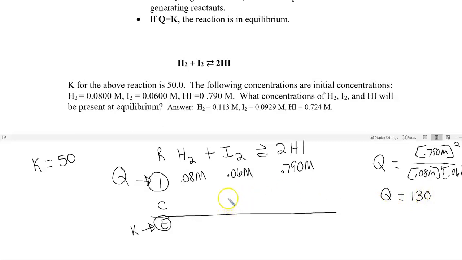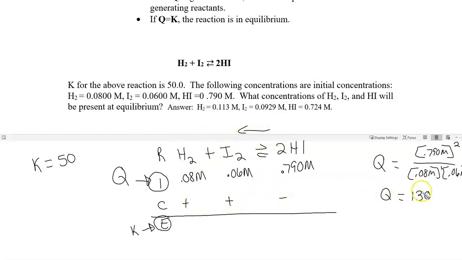What does reverse mean in a reaction? It means you're making reactants and we're losing products. That's called a reverse reaction. Reverse reaction means you're going this direction. You're making reactants. Does that make sense? Okay, so we're making reactants.